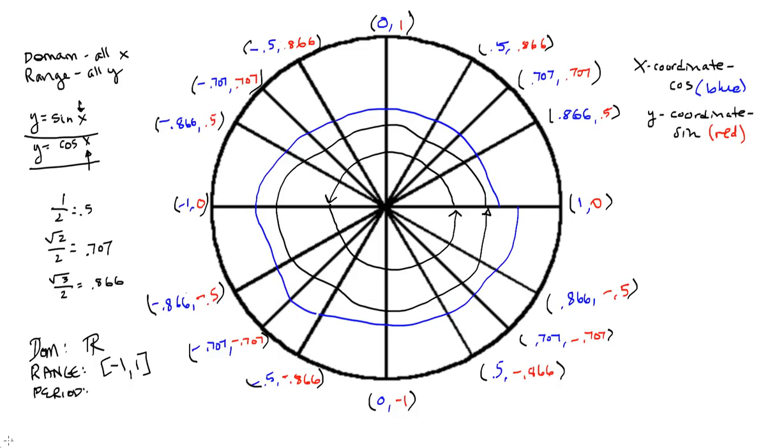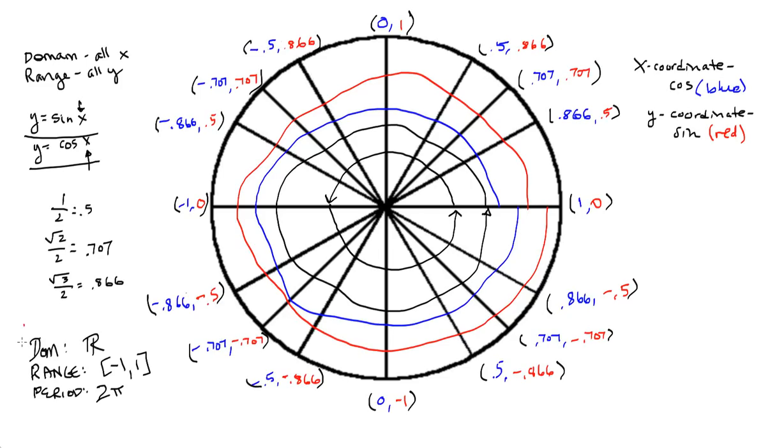How often does it repeat? Every full revolution, which we know is 2 pi, right? And I think you'll see that sine is the same. 0 to 1 to 0 to -1 to 0, and the cycle starts over again. So 2 pi is our period.